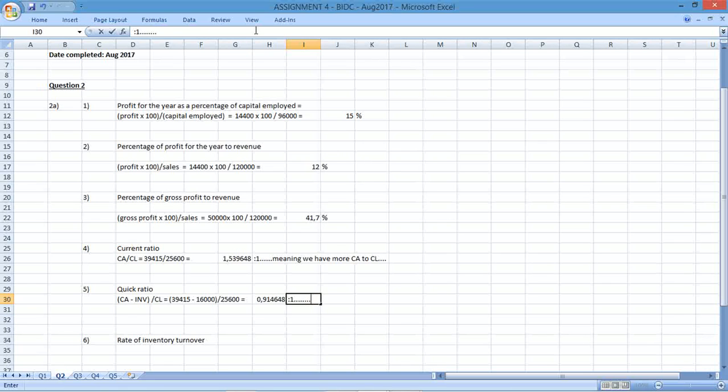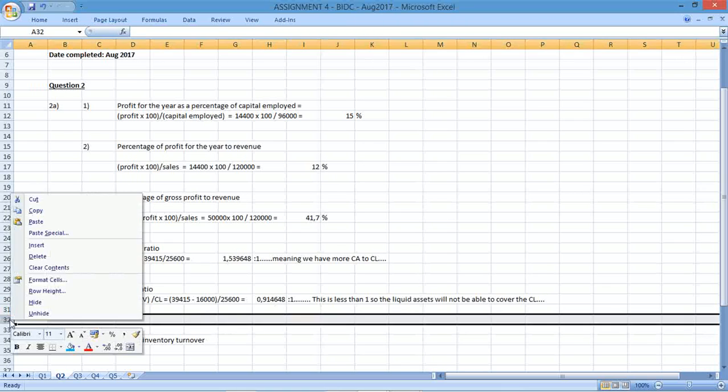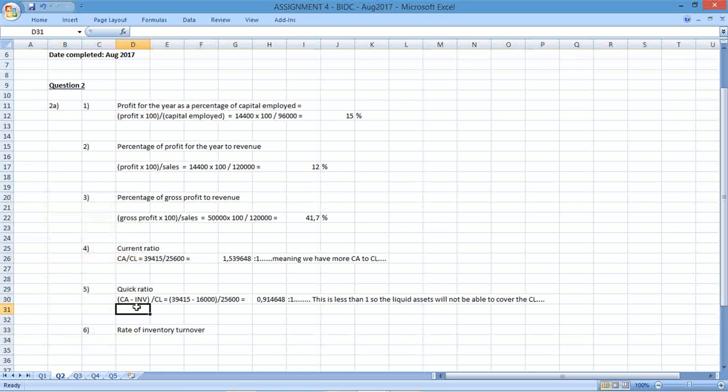So looking at this, this is less than 1, so the liquid assets will not be able to cover the current liabilities. So there wouldn't be a lot of liquidity in that particular business if I'm just looking at the liquid assets, so taking out the inventory. So the company actually relies quite a lot on inventory in order to meet the obligations.